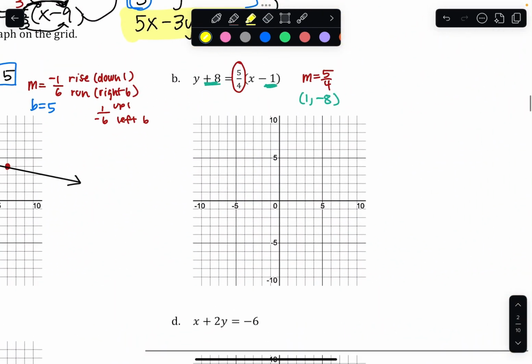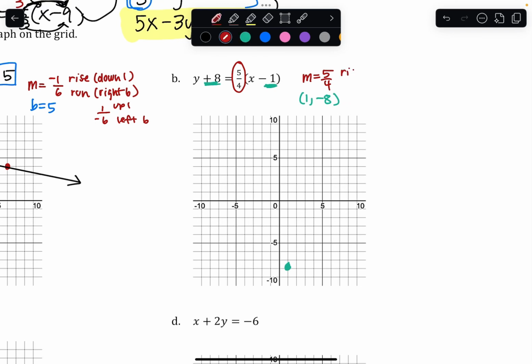Okay, and so we can start by graphing that 1, -8. And then we can use our slope, which means we're going to rise 5 and run 4. Rise means up because it's positive, and run means right because it's positive. So rise 5: 1, 2, 3, 4, 5. Run 4: 1, 2, 3, 4. And then we can fit another point. It's a good habit to graph as many points that fit on your line. The more accurate, the better.